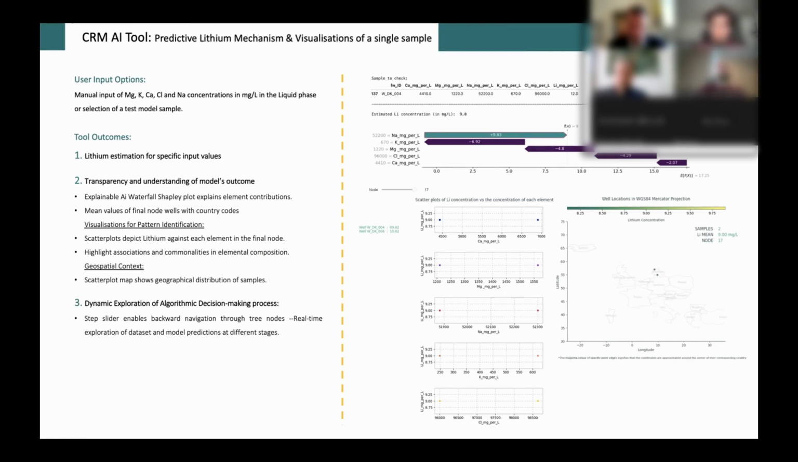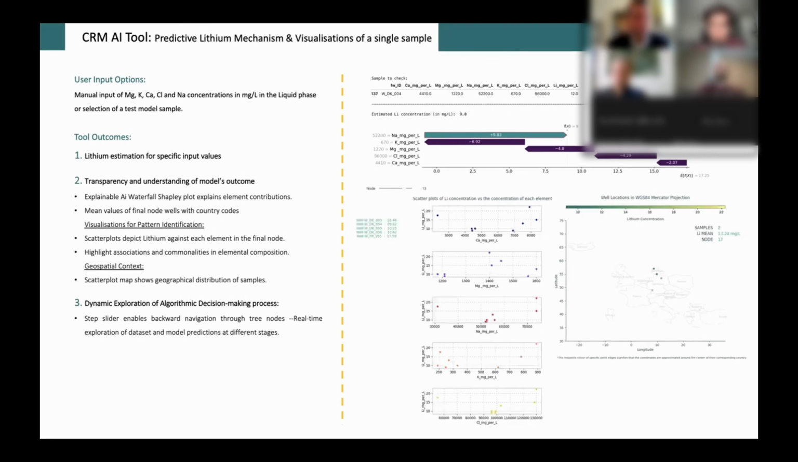We can see on the slides just below the explainable AI plot, concluding at the final leaf that contains 2 samples from the 2 different wells, both in Denmark. And as we see on the left, their mean lithium concentration is roughly 9.6 and 10 milligram per liter, respectively. Now, as we move the slide backwards, we notice changes in the plots, and the range of feature values expands.